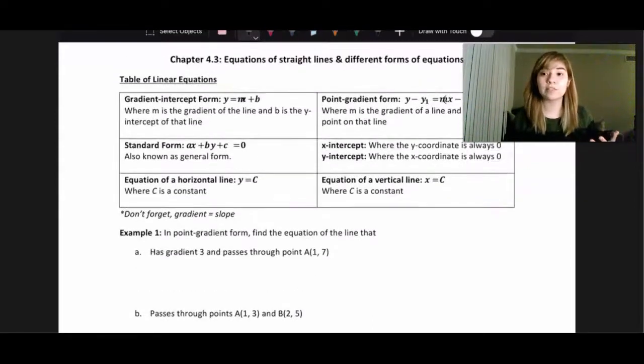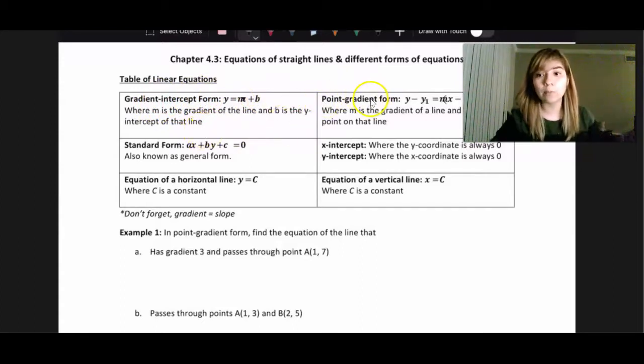Now getting right into it so the video isn't too long, chapter 4.3 covers equations of straight lines and different forms of these equations. We're only focusing right now on linear equations. Now we have three main forms of linear equation formulas. Gradient intercept form, which, remember, gradient just means slope, so this is your slope intercept form. Gradient intercept form is y equals mx plus b, where m is the gradient of the line and b is the y-intercept of the line.